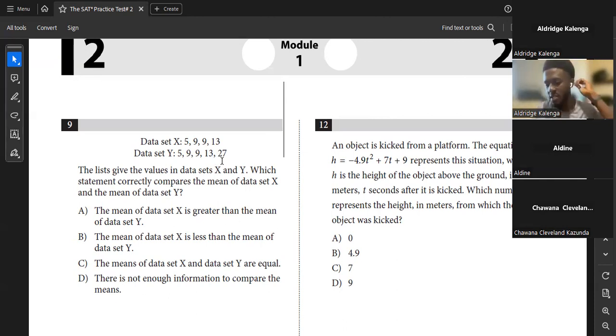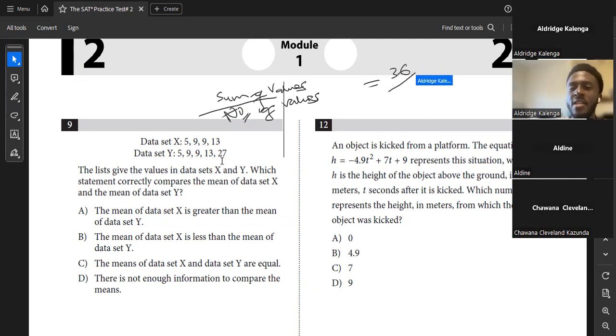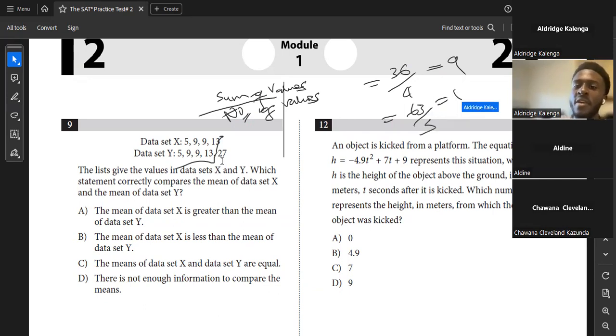That's 12.6. So we know that to find the mean, we find the sum of the values over the number of values, right? I can't write today, but yes. So the sum of values in the first one is 5 plus 9 plus 9 plus 13, which is 36. There are 4 numbers there, so we have 9. For the second one, we have 36 plus 27, which is 63, but one more number, so that's 5. You divide that, we have 12.6.